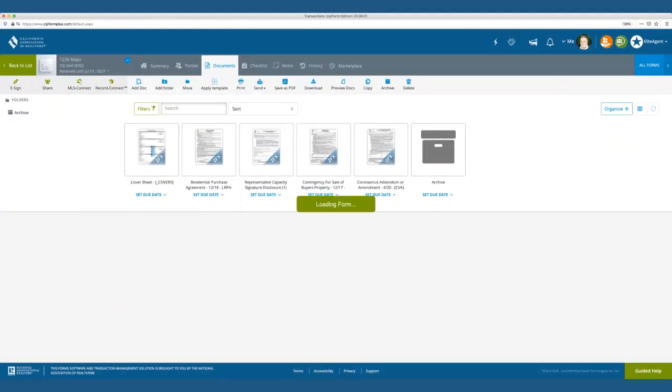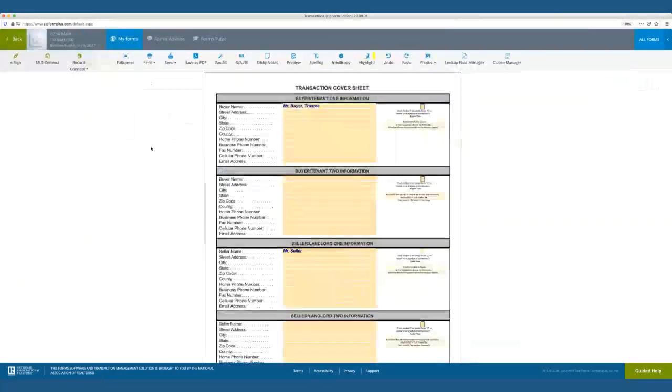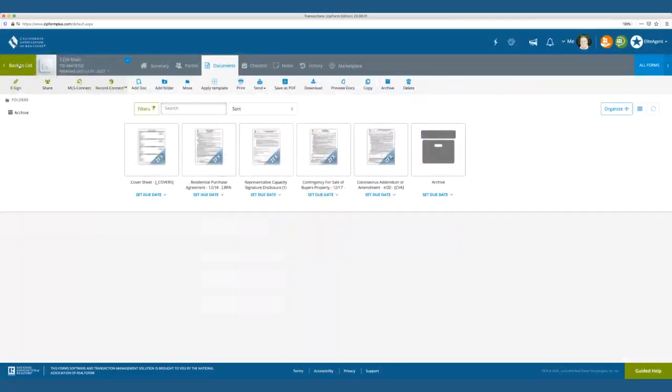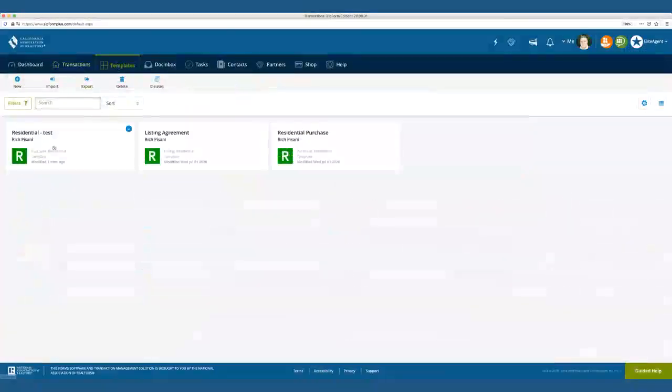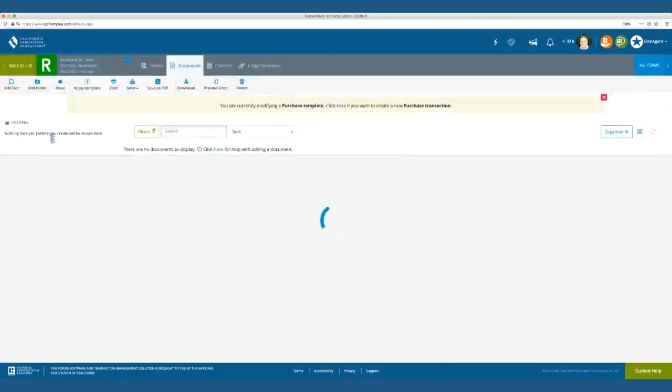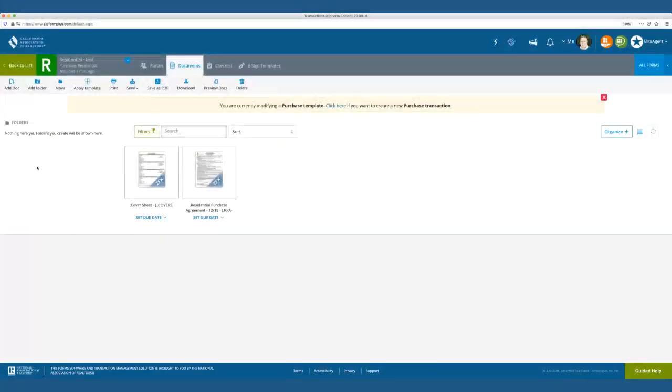And you'll see here's the cover sheet. Oh, no, I'm going to go back. Sorry. I'm going to go back to templates, and I'm going to go back to the template that we created and go into cover sheet.